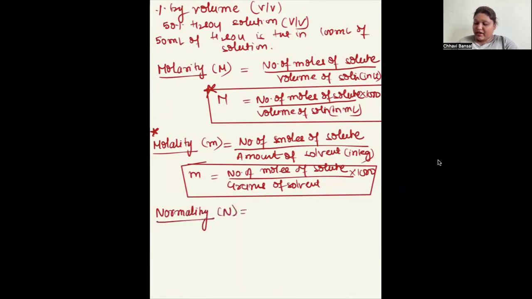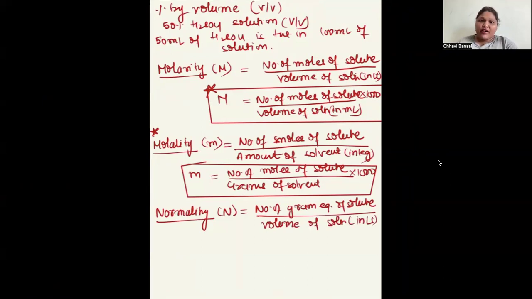Normality is represented with capital N. Normality is a bit different from molarity and molality because it does not use the number of moles of solute directly. So what is the formula of normality? Number of gram equivalent of solute divided by volume of solution in liters. Okay, what is normality? Normality is number of gram equivalent of solute present in 1 liter of solution.